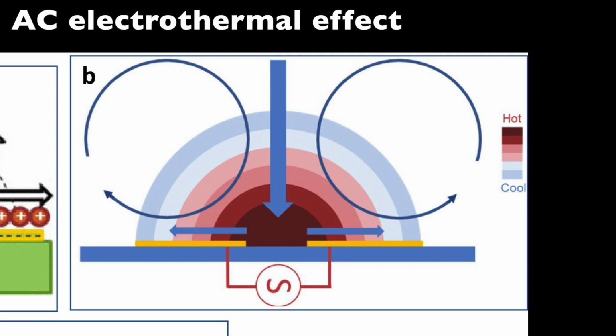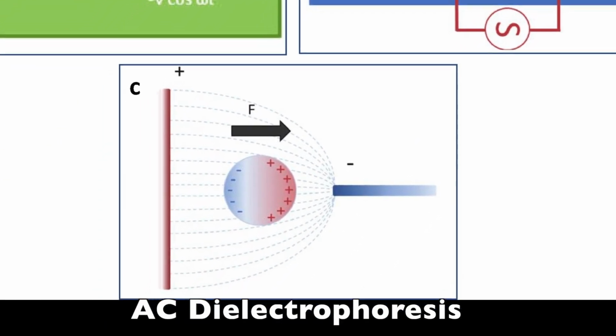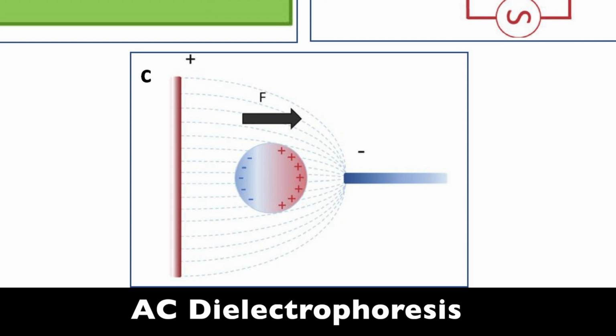Joule heating can be generated either by applying an external electric field across the bulk of the solution, or by using an external heat source. So it can be used for macroscale fluid pumping and mixing in a lab-on-a-chip device. So Figure C shows an object with higher polarizability than the surrounding medium in the presence of a non-uniform electric field experiences dielectric force toward the high-strength electric field.